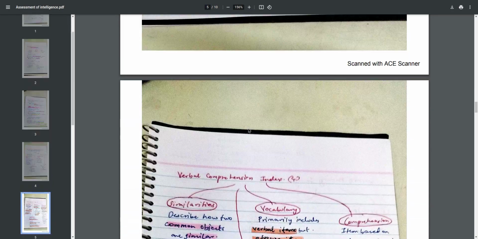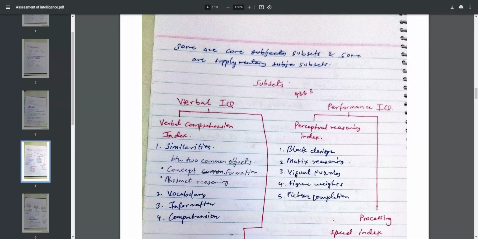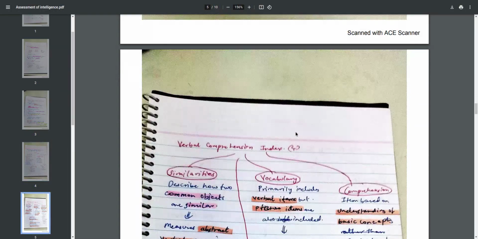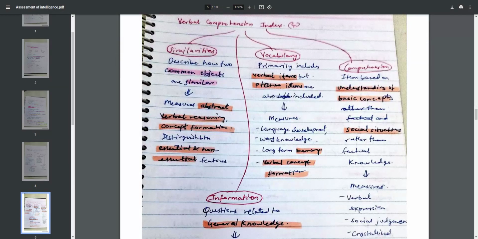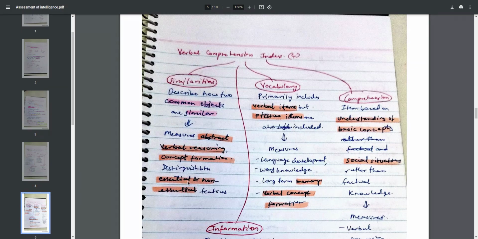This is just for understanding. We'll go deeper into this. So let's look at verbal comprehension. First is similarities. These are all singular tests. In similarities, the individual is given 2 or more objects, and they have to find a similarity between them. For example, they may be given a pen and a pencil. They have to identify that they are both used for writing. This measures abstract verbal reasoning, concept formation and so on, but you can just write it measures verbal comprehension.